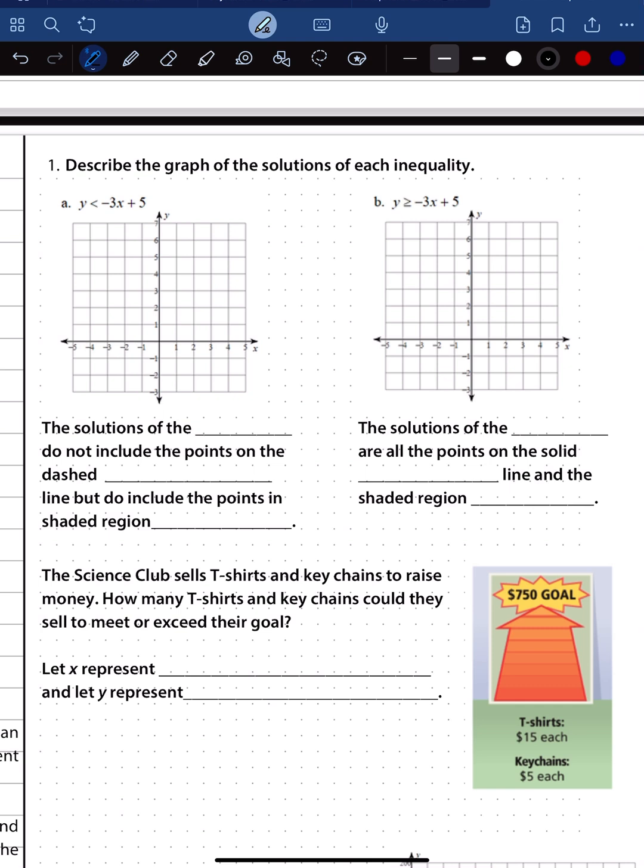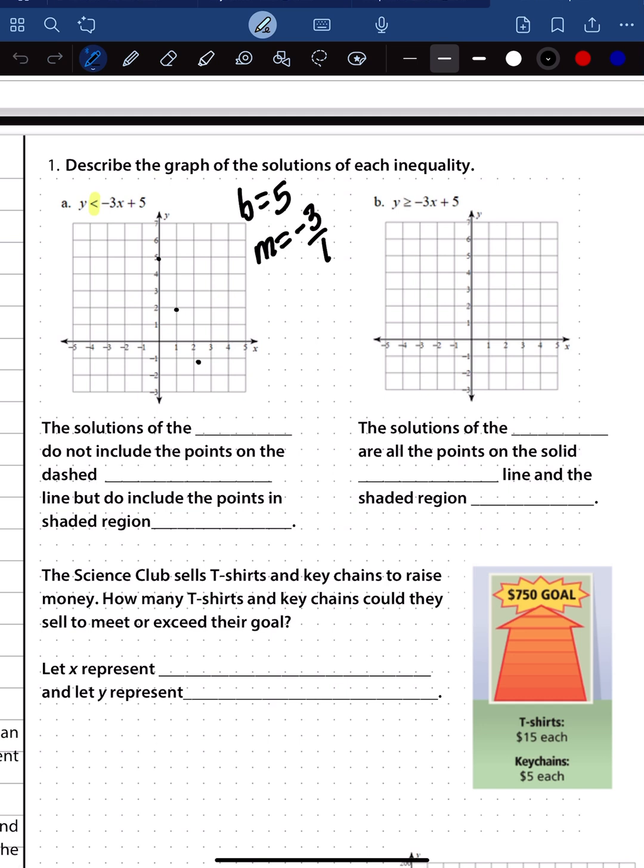Okay, you should notice that in equation A, we have y is less than -3x plus 5. The y-intercept is 5, and the slope is -3. I can make that a fraction by putting it over 1. So here we have 5 on the y-axis, which is the y-intercept. Then I would go down 3 and over 1.